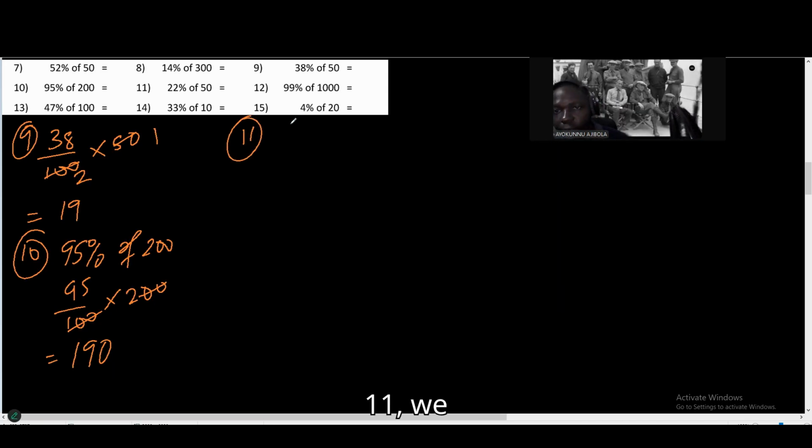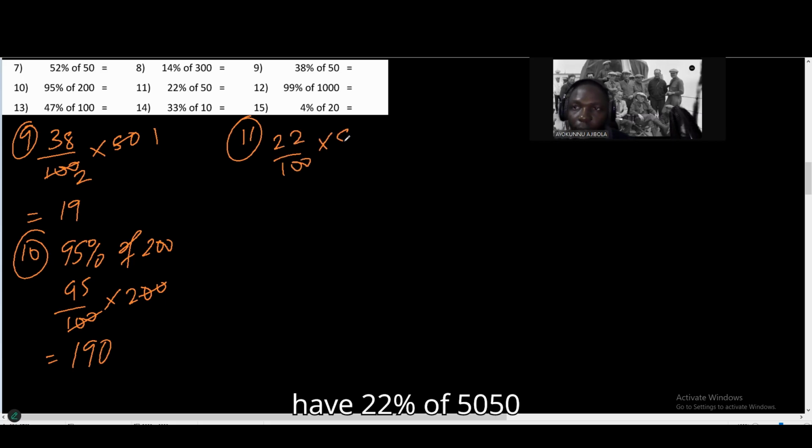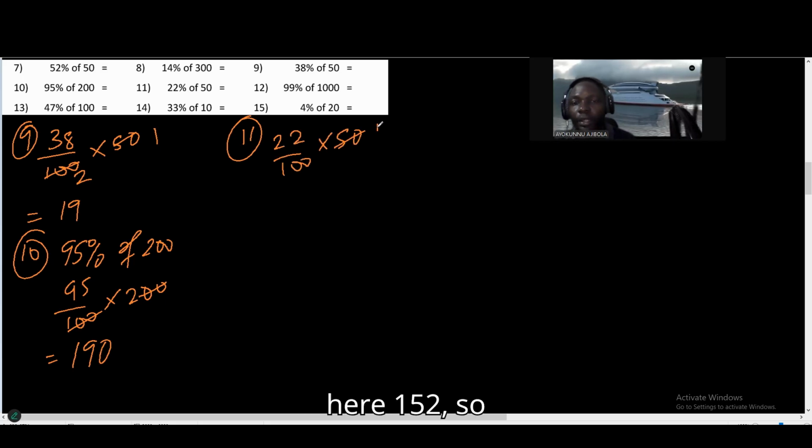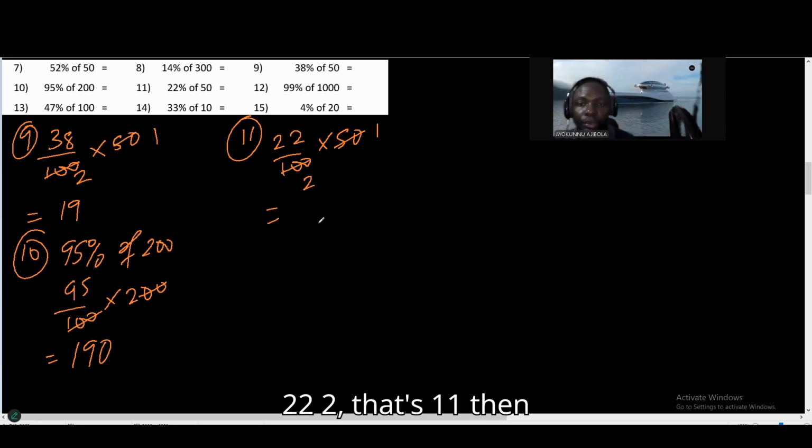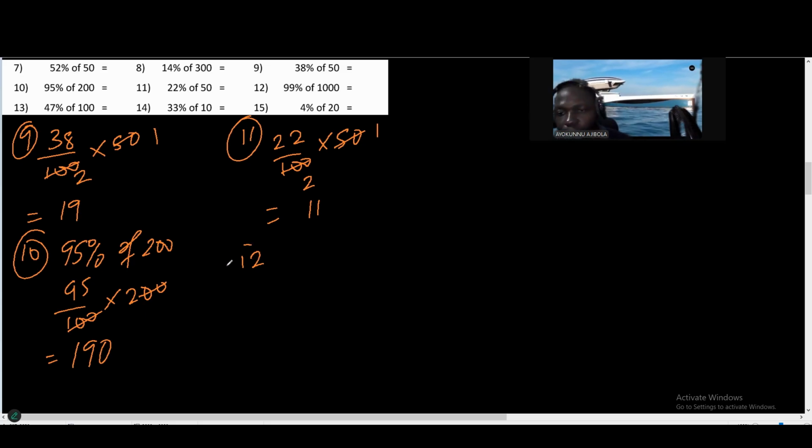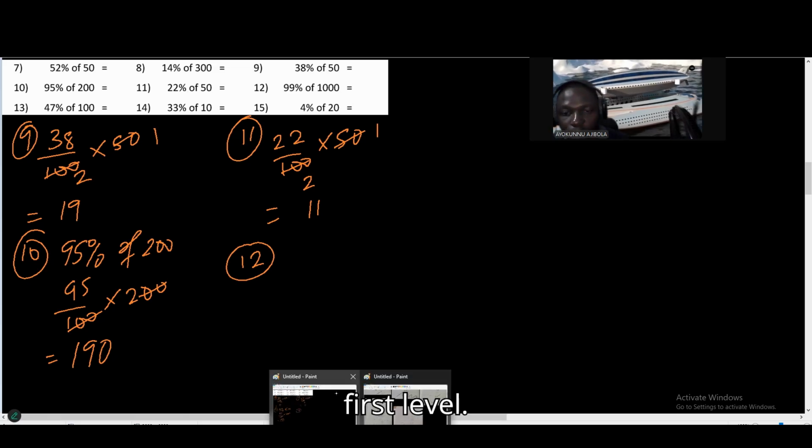Then number 11, we have 22% of 50. 50 here, 1, 50 here, 2. So 22 over 2, that's 11. Then number 12, we have, okay, let me check your answer for this one first, 11.